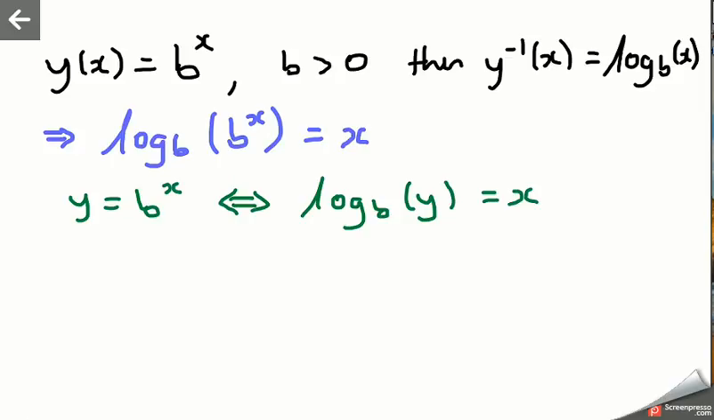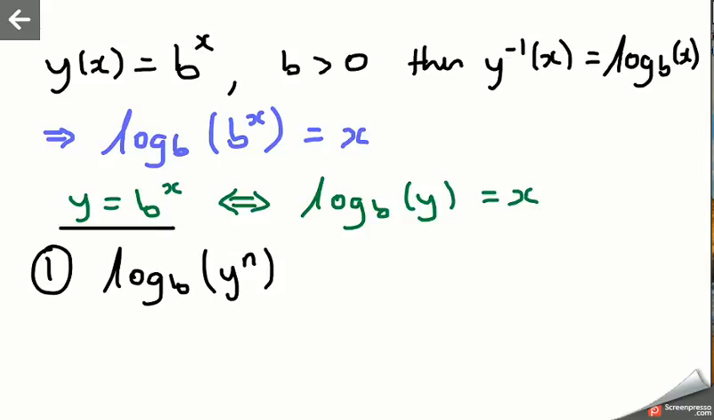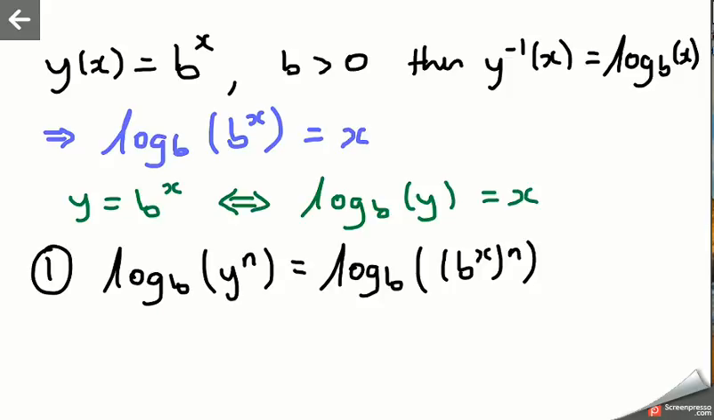Hope that's clear. Okay, so the first rule we're going to prove is called the power rule, and the power rule says that log to the base b of y to the power of n, by the way, this is the same y here, so we're keeping y the same, well, we know that this is equal to log to the base b of b to the power of x, and we're taking that thing to the power of n, because y is just b to the power of x. Well, b to the power of x to the power of n is b to the power of n times x. So this is equal to log to the base b of b to the power of n times x.